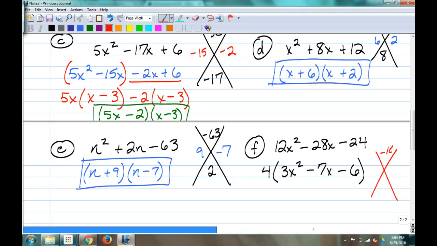That'd be negative 18 up top, negative 7 on the bottom. 3 times negative 6: the front of x squared times the number on the end is the negative 18. The number in the middle is always going to be on the bottom. So really, you probably get the same answer. It's just simpler to do it like that.